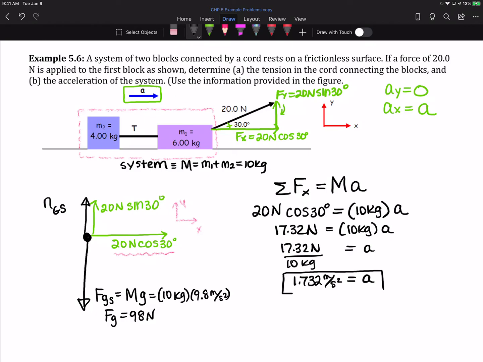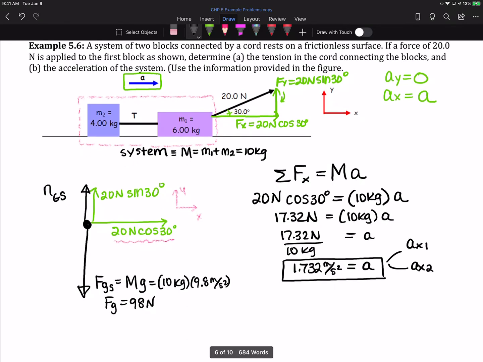Now because the blocks are connected together, they move together. So whatever the acceleration is of my system, this is also the acceleration in the x direction of block 1, and it's also the acceleration in the x direction of block 2. They have the same acceleration throughout because they move together.